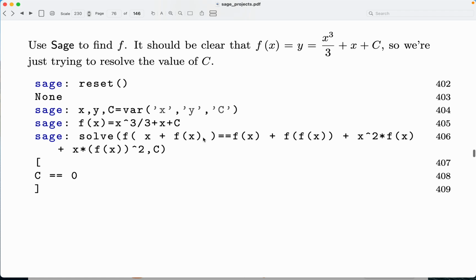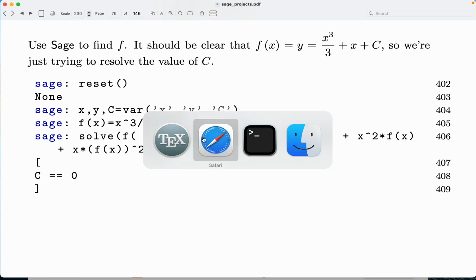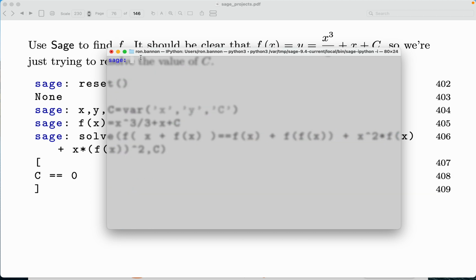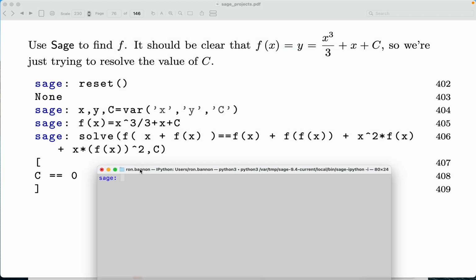All right, we'll talk about this one step at a time. Let's get to the Sage part. That's our goal over here. Let me clear the screen. I'm running Sage on my computer, and I'm going to type reset. I always do that, by the way. I shouldn't say always. I try to always do that. And then I'm going to define three variables, x, y, and an uppercase C. And those variables are the variable x, the variable y, and the variable C.